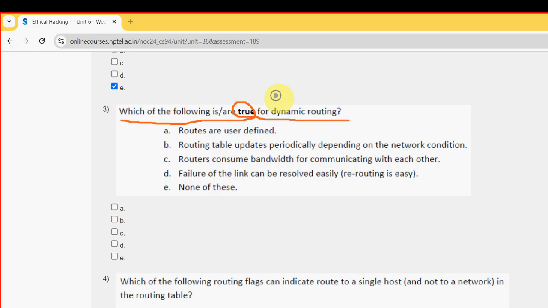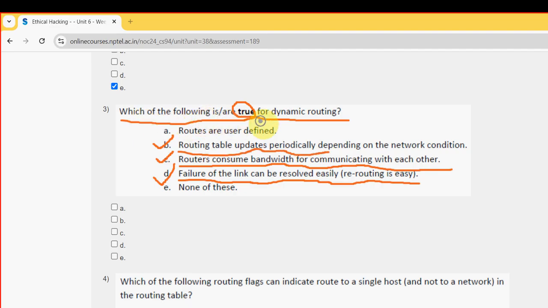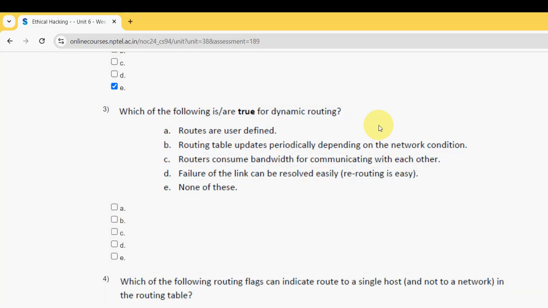So for the third question, I have got three probable solutions, guys. The first one is option D. Failure of the link can be resolved easily. Rerouting is easy. Next, option C. Routers consume bandwidth for communicating with each other. And the other one is option B, guys. Routing table updates periodically depending on the network condition. So mark three options: B, C and D. So these three are the probable solutions that I have got.